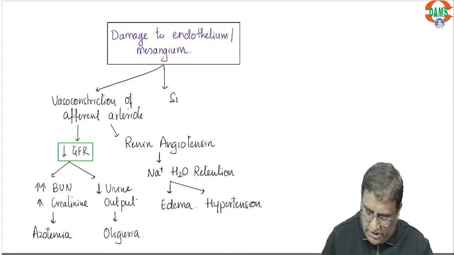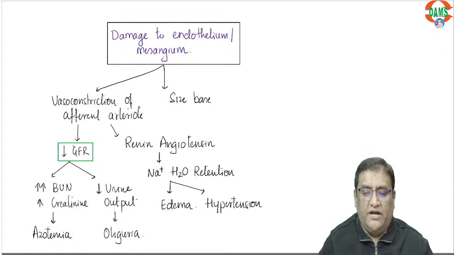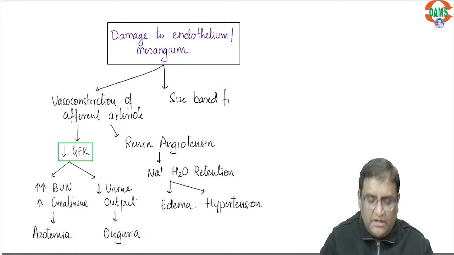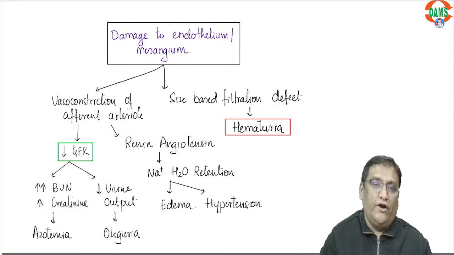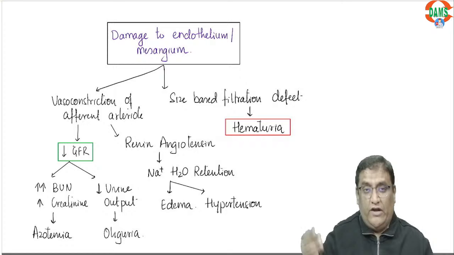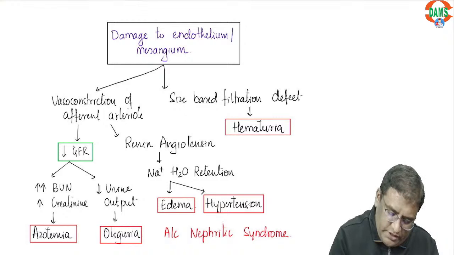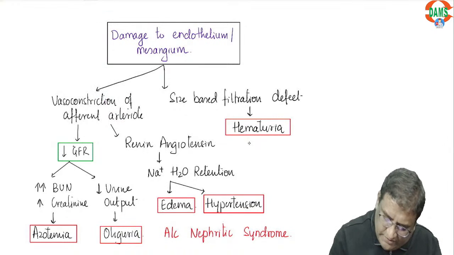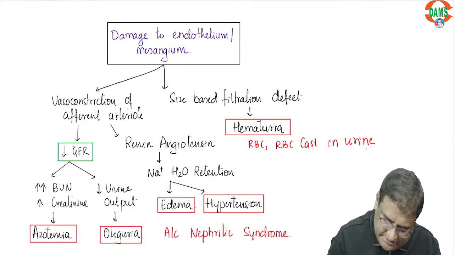Next, one more: because of endothelial damage, there is a size-based filtration defect. This leads to loss of RBCs in urine. Loss of cells in urine, RBC, hematuria. And of course, RBCs while going through the tubule will end up forming what? RBC casts. So RBCs and RBC casts will be there in urine.